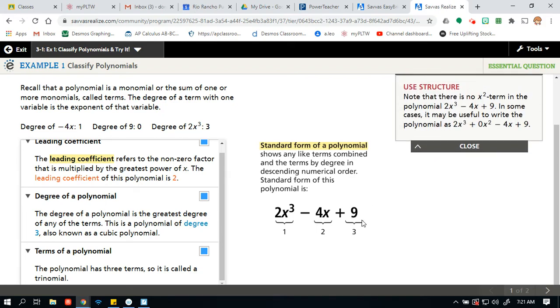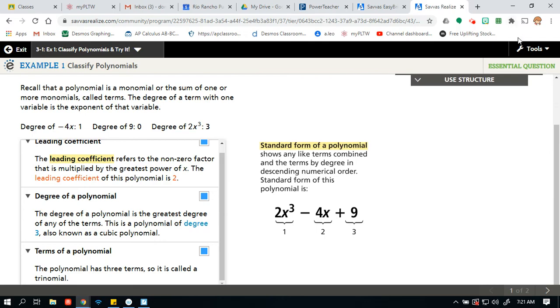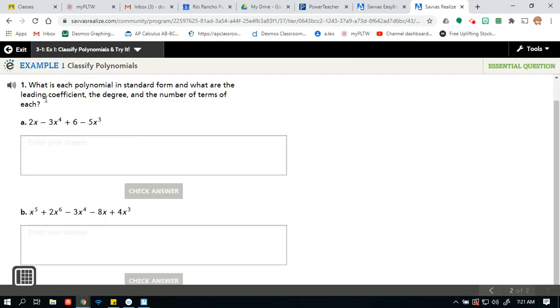Using structure. Note that there are no x squared terms in this polynomial. In some cases, it might be useful to write the polynomial as 2x cubed plus 0x squared minus 4x plus 9. And that's just kind of like a placeholder, and those placeholders come into great use in some applications.